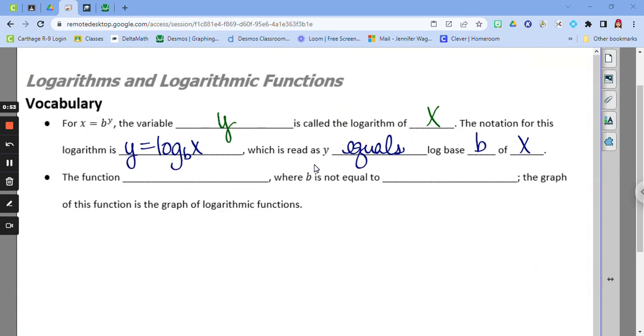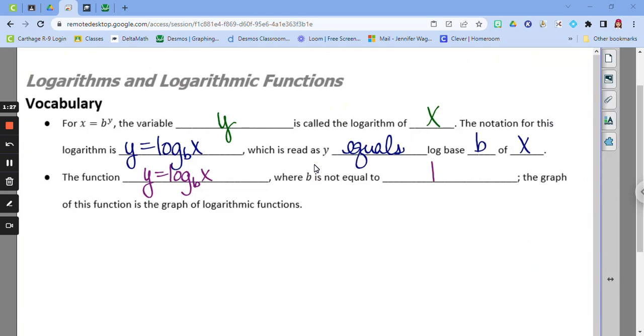So the function that we work with, b is not equal to 1. Because if an exponential equation has a base of 1, that's not an exponential equation. The base has to be greater than 1 or between 0 and 1. You can't have a base or a logarithm that is 1.